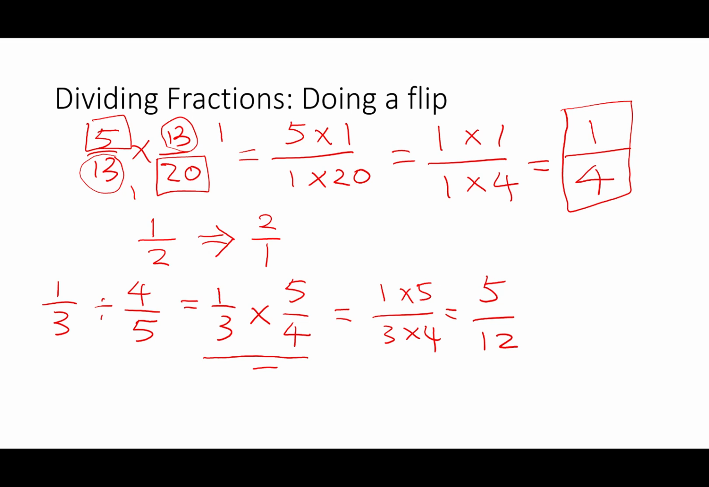Now as with multiplication, sometimes your result can be reduced further. In this example, it cannot be reduced further. Let's say for example, if your answer is 6 over 12, this can be reduced to 1 over 2, right? So this term reduction is similar for both multiplication and division.